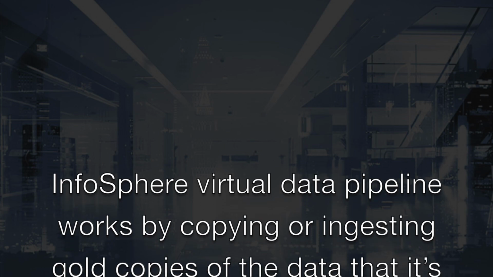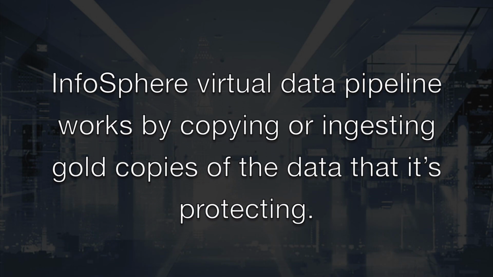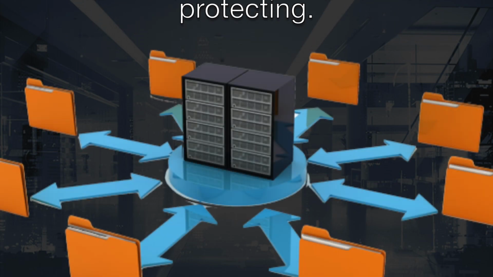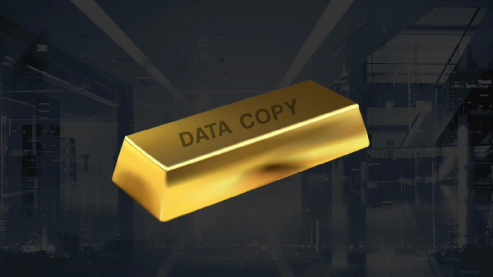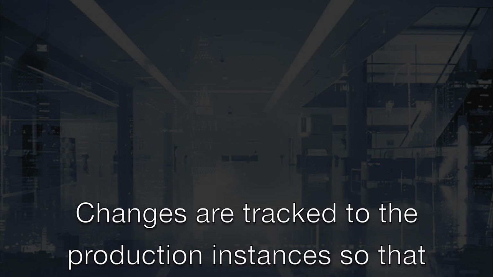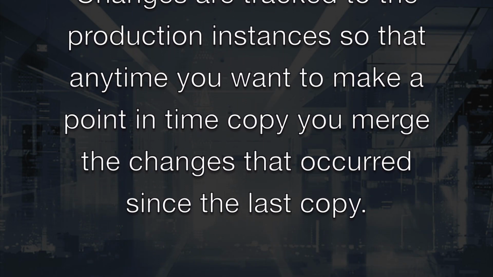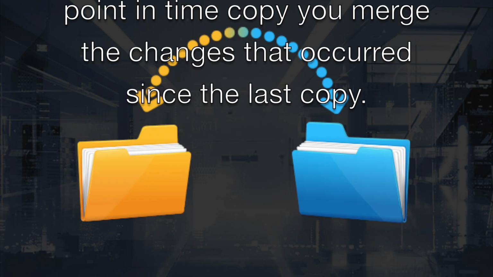So, how does it work? Infosphere Virtual Data Pipeline works by copying or ingesting gold copies of the data that it's protecting. You point it at a database, you point it at a file system, and it creates one gold copy. From there, it tracks any changes to the production instances, so at any time you want to make a point-in-time copy, you merge the changes that occurred since the last copy.